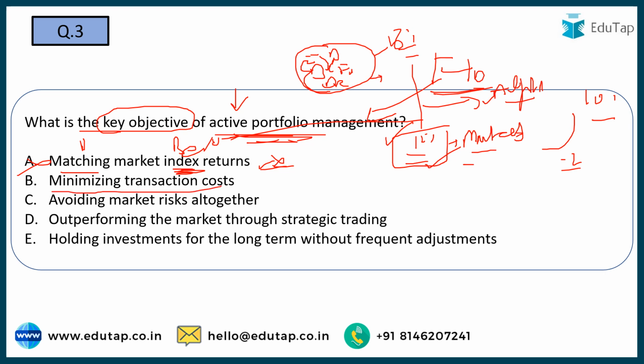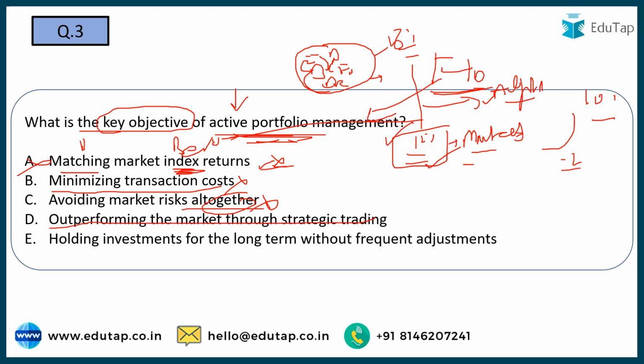Minimize transaction cost, no, because you will be buying and selling too much, so you will have to pay the securities transaction tax, or you will also have to pay a lot of brokerage. Therefore, B cannot be your right answer. Avoiding market risk altogether, it is not possible, because if you are able to minimize market risk, that is still acceptable, but to avoid it altogether, that's an extreme statement. Therefore, C is also incorrect.